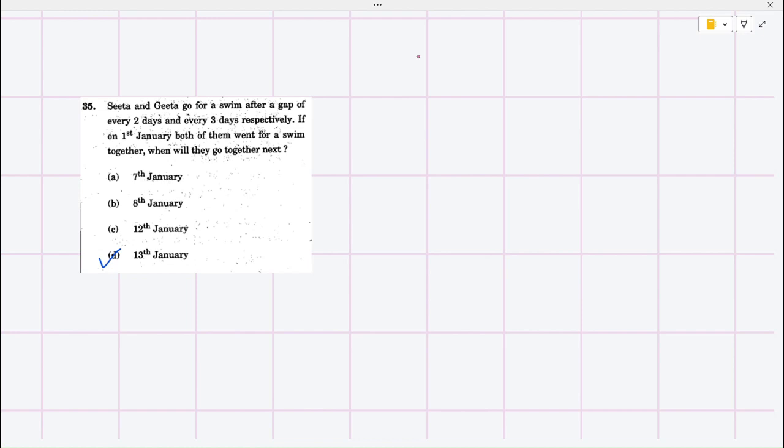So this question here says Sita and Geeta go for a swim after a gap of every 2 days and every 3 days respectively. If on 1st January both of them went for a swim together, when will they go together next? So basically, we'll focus on Sita and Geeta later. First we'll focus on what is being said. They say they go for a swim after a gap of.